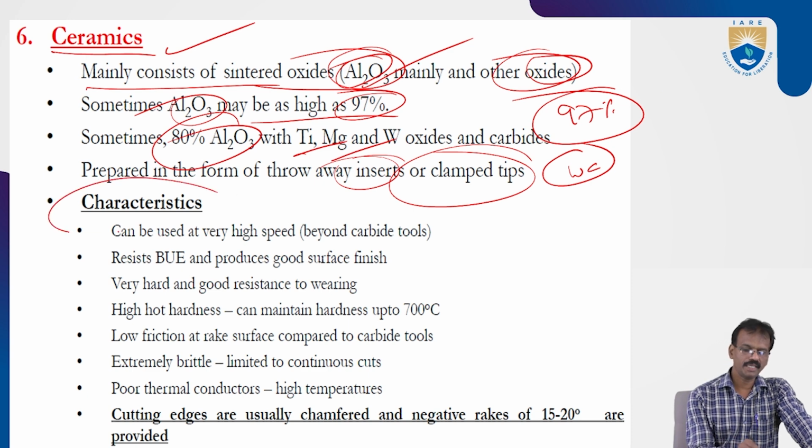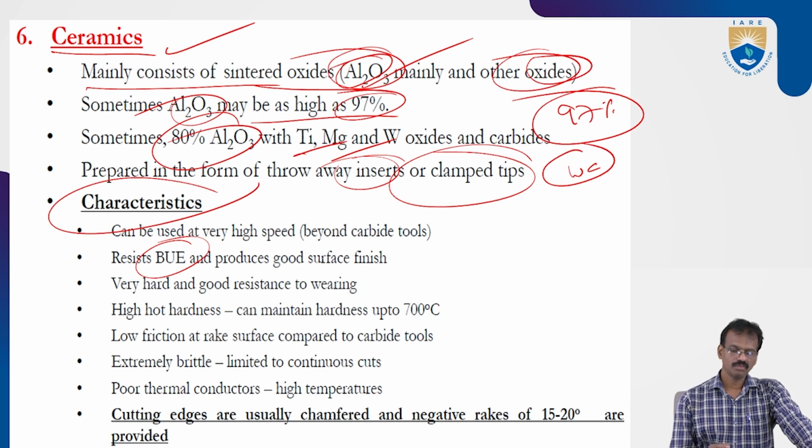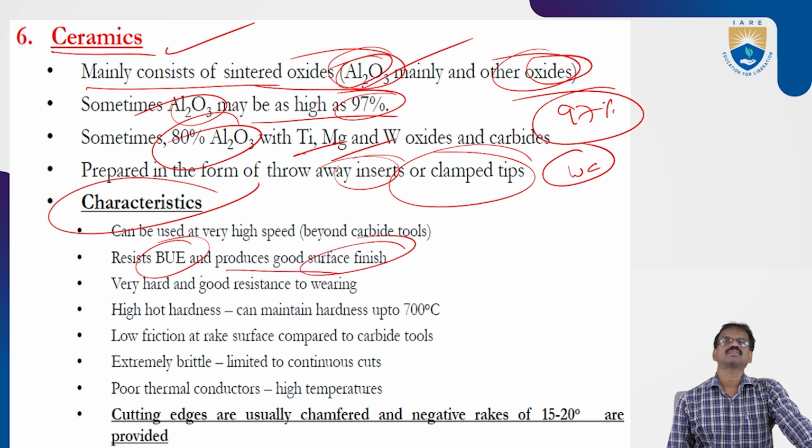We'll see different characteristics of this material. It can be used at very high speed, beyond carbide tools also. It resists built-up edges, which is very important because we already discussed the built-up edge problem. Next, it produces good surface finish, because high speed gives good surface finish. It is very hard with good wear resistance, so the wear rate is very low and tool life is also very good.